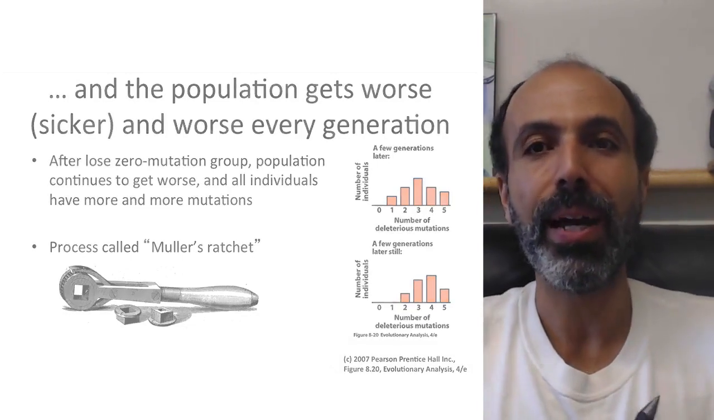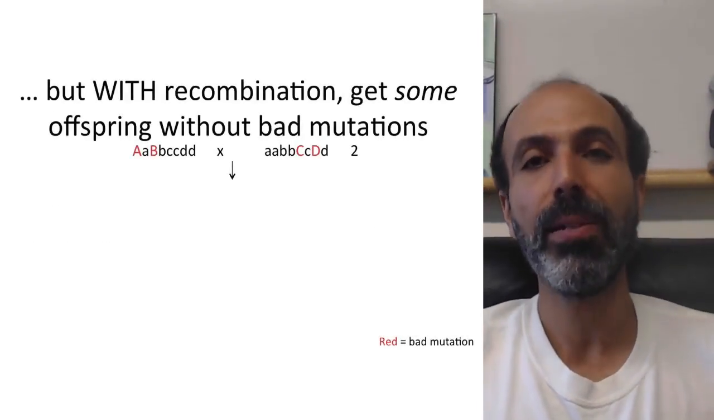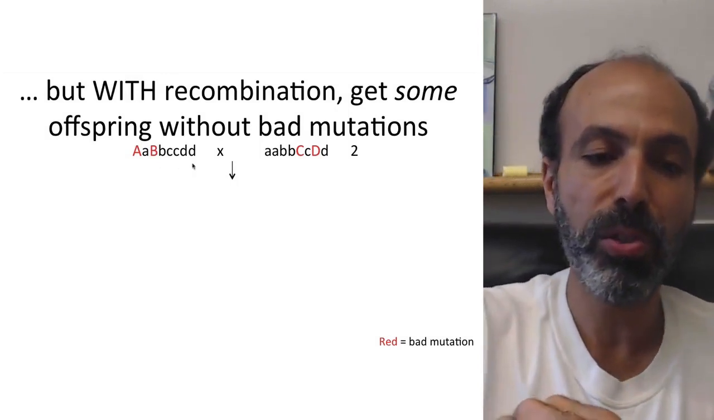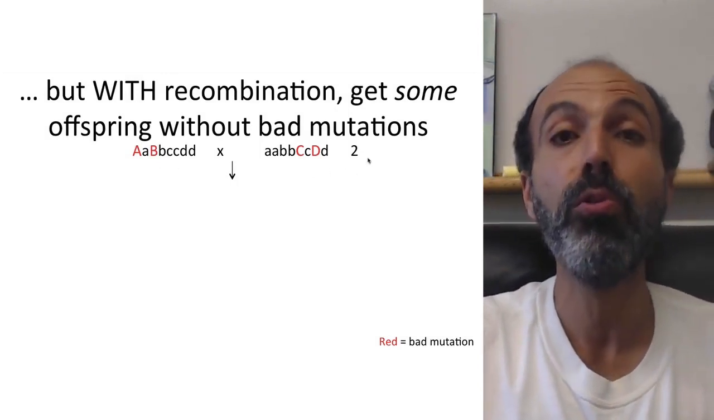Now, if you had recombination, you actually can get some offspring that don't have bad mutations. So here are 2 individuals that are both carrying 2 bad mutations.